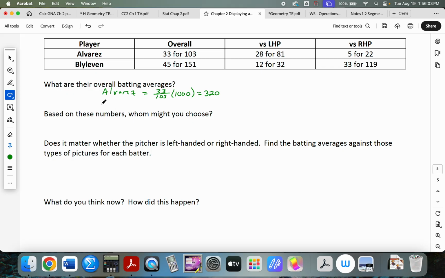So then Blyleven. And for those of you who don't follow baseball, these are real baseball players' names. So if we do that, 45 for 151 is a .298. So if all you looked at was their batting average, who do you think you would choose? Alvarez.